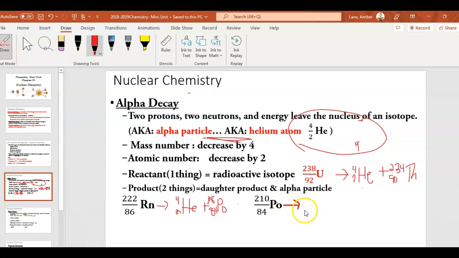I'm going to do my arrow. I'm going to start with my alpha particle, so He. I'm going to put my 4, I'm going to put my 2. Now I'm going to do a little bit of math. 210 minus 4 is 206. Atomic number goes down by 2, so that's 82.